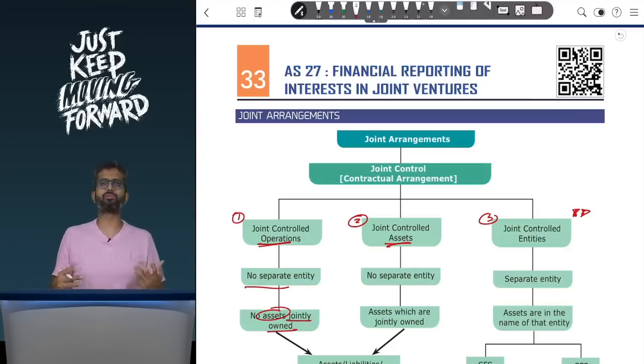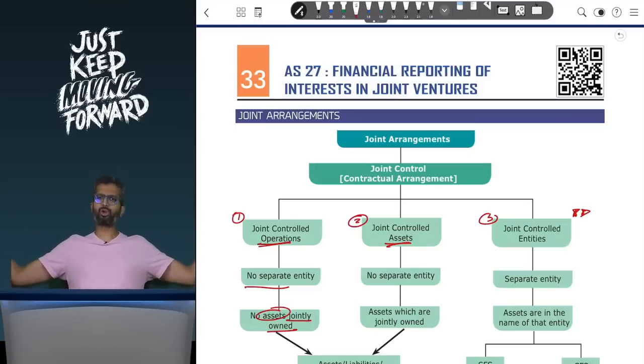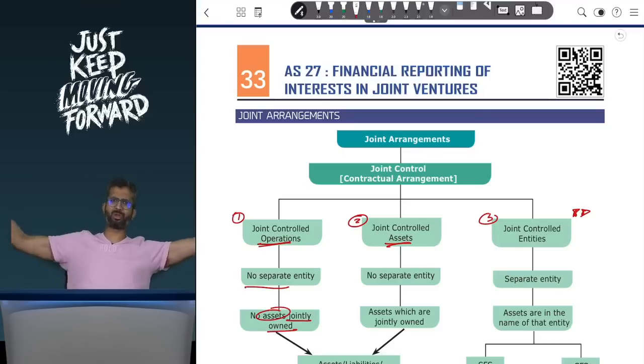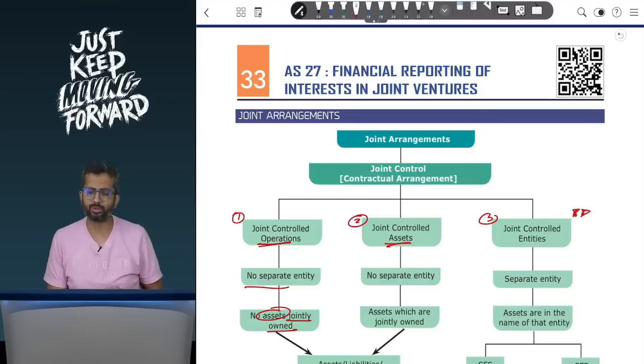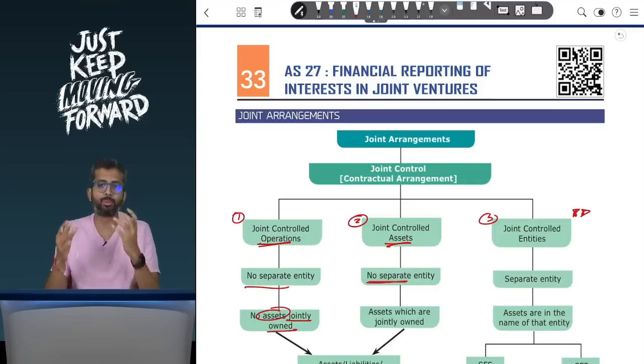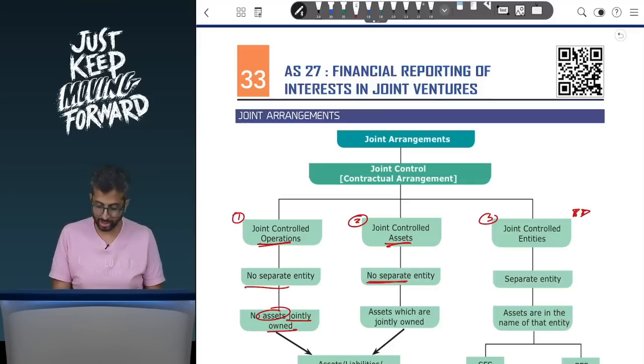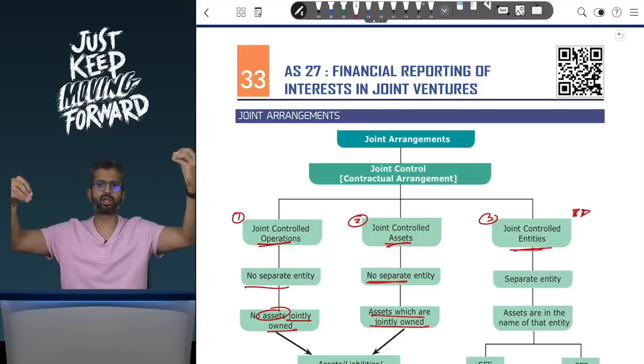Like you have the World Cup. There are two cricketing boards coming together. They own their own stadiums, but they're jointly organizing the schedules. Or jointly controlled assets, where there's no separate entity, but let's say your mother and father jointly own a house. So that is jointly owned assets, where assets are owned jointly. And a jointly controlled entity is where A and B come together, like Tata and Starbucks come together.